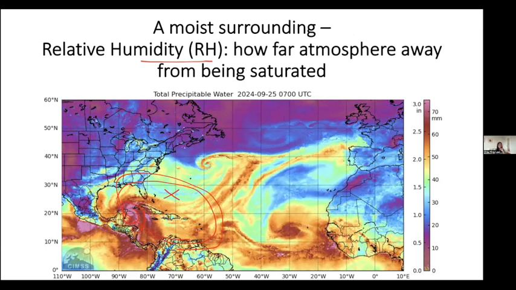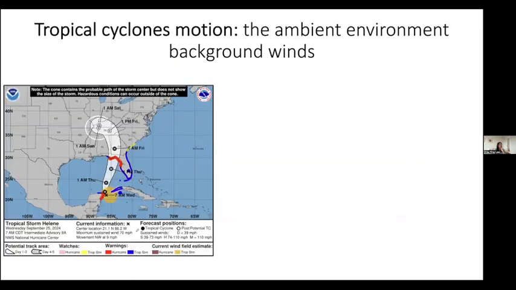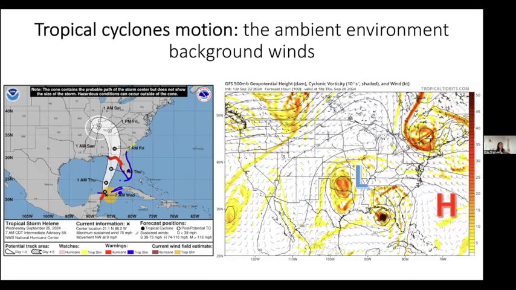So now the last point I want to mention in the Hurricane 101 is about the tropical cyclone motion. The tropical cyclone motion is controlled by the environmental background wind. But this time we were thinking of tropical cyclone as kind of a water bottle, and how it is pushed by the background wind. And one of the examples is here.